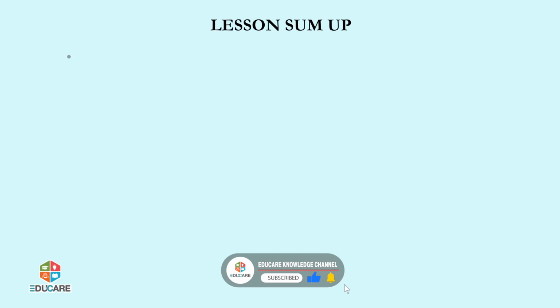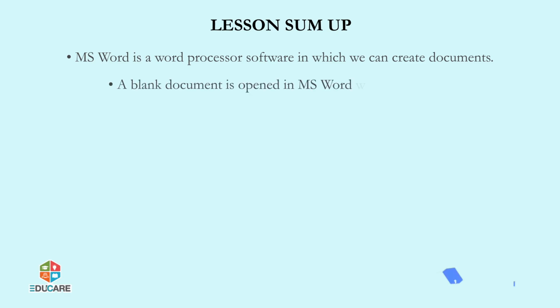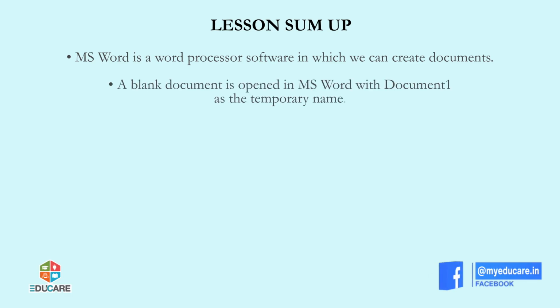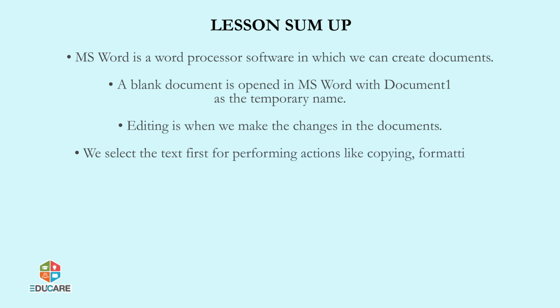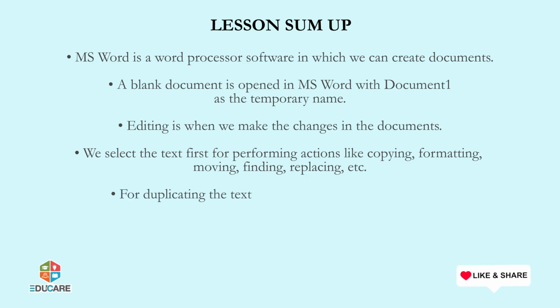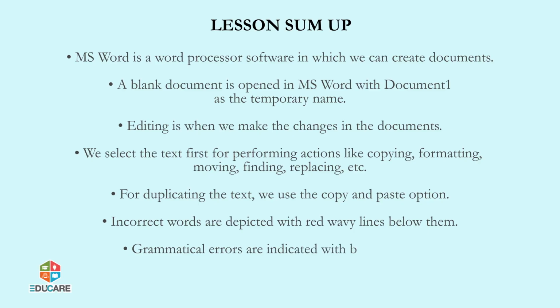Lesson sum up. MS Word is a word processor software in which we can create documents. A blank document is opened in MS Word with Document 1 as the temporary name. Editing is when we make the changes in the documents. We select the text first for performing actions like copying, formatting, moving, finding, replacing, etc. For duplicating the text, we use the Copy and Paste option. Incorrect words are depicted with red wavy lines below them. Grammatical errors are indicated with blue wavy lines.